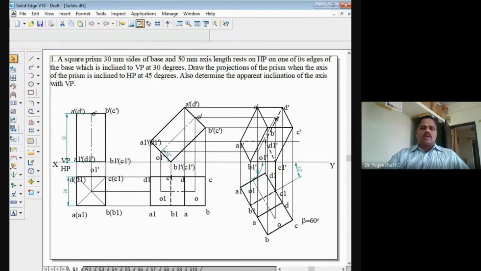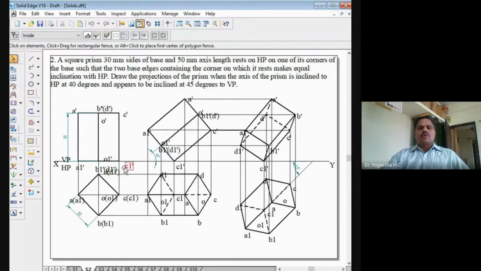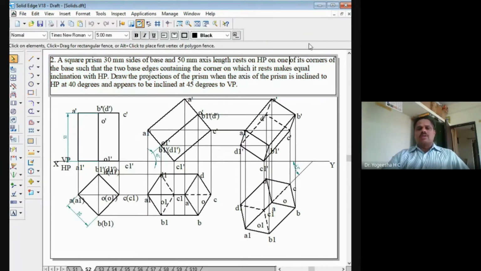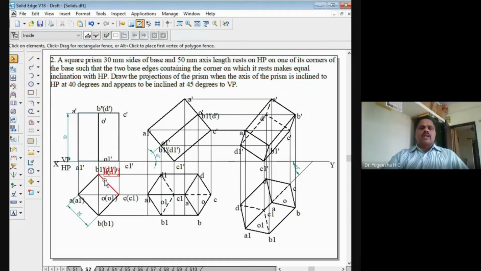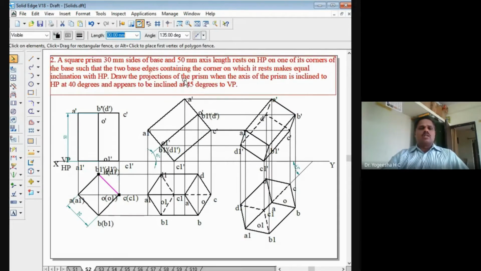Similarly, if you go to the second problem, it is the same as the first problem, as I told. It is a square prism, but instead of resting with an edge, here it is resting with one of the corners of the base on HP. That is why one of the corners of the base we have taken to the right side. So it is a corner condition problem. Then the axis is making inclination with HP, so the second position is similar to the previous problem.